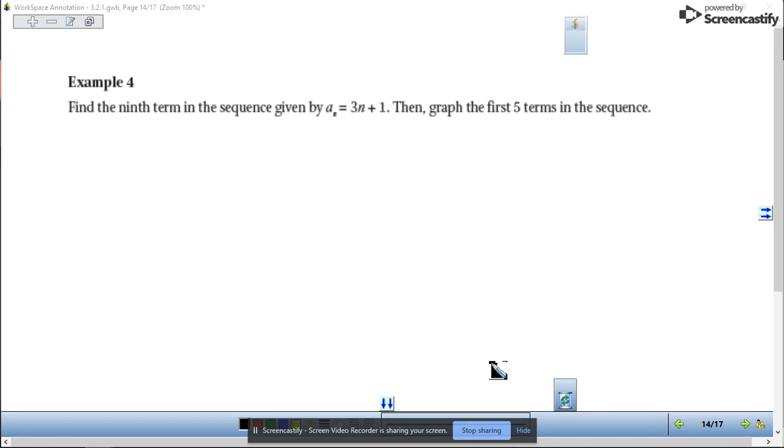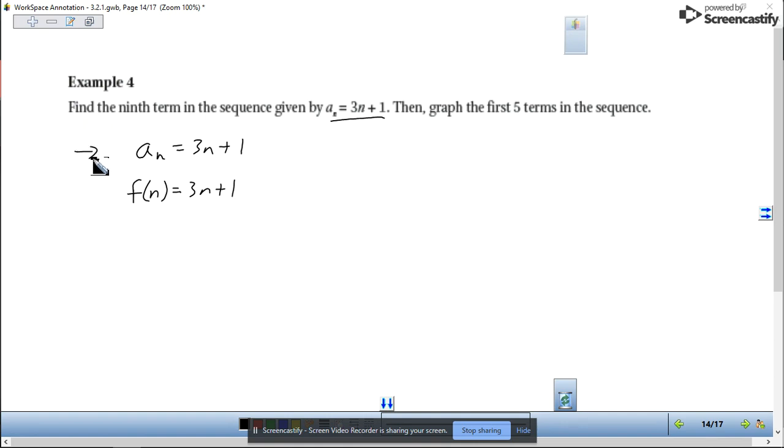So sometimes you are given the equation, and you're given basically the function, right? So think about it like this: a sub n is 3n plus 1. That's basically the same thing as the function f of n equals 3n plus 1. The difference between those two things is this.